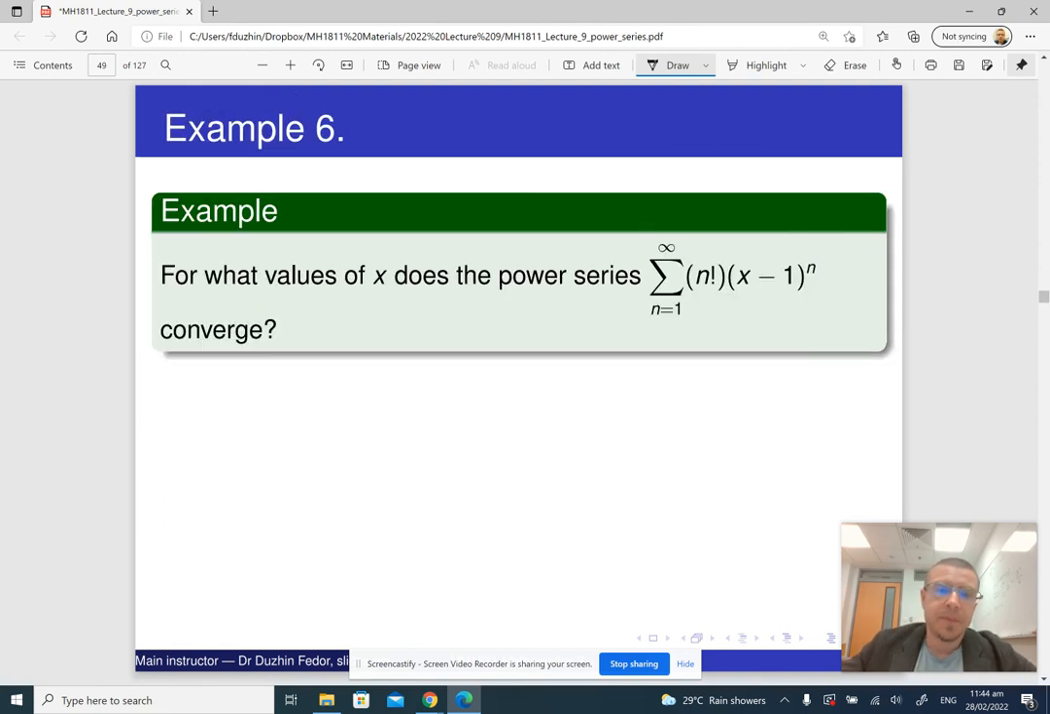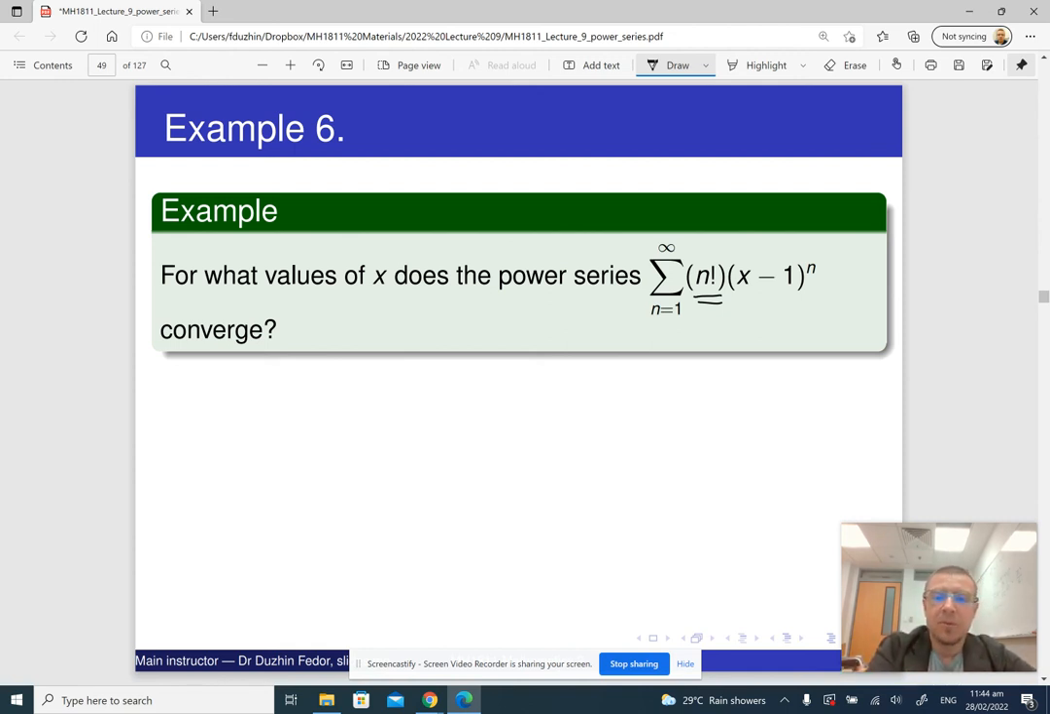All right. And here is example 6. Here we have a power series where the coefficients in front are just n factorial. And you can guess that when you divide by n factorial, the coefficients are decreasing very quickly, which makes the power series converge. And here the coefficients increase very quickly, which will probably make it diverge. But let's figure this out, right?